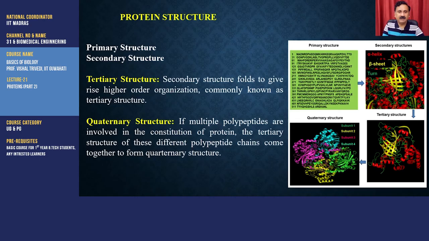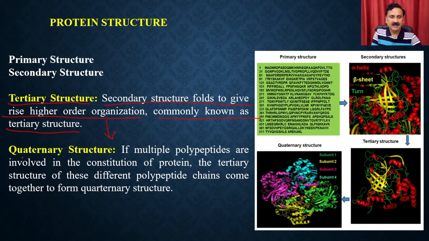Then we have the tertiary structures. Secondary structures fold to give rise to higher order organizations, commonly known as tertiary structures. The tertiary structures can still be packed, and that's how you can have the quaternary structure. If multiple polypeptides are involved in the constitution of the protein, the tertiary structures of these different polypeptide chains come together to form the quaternary structures.